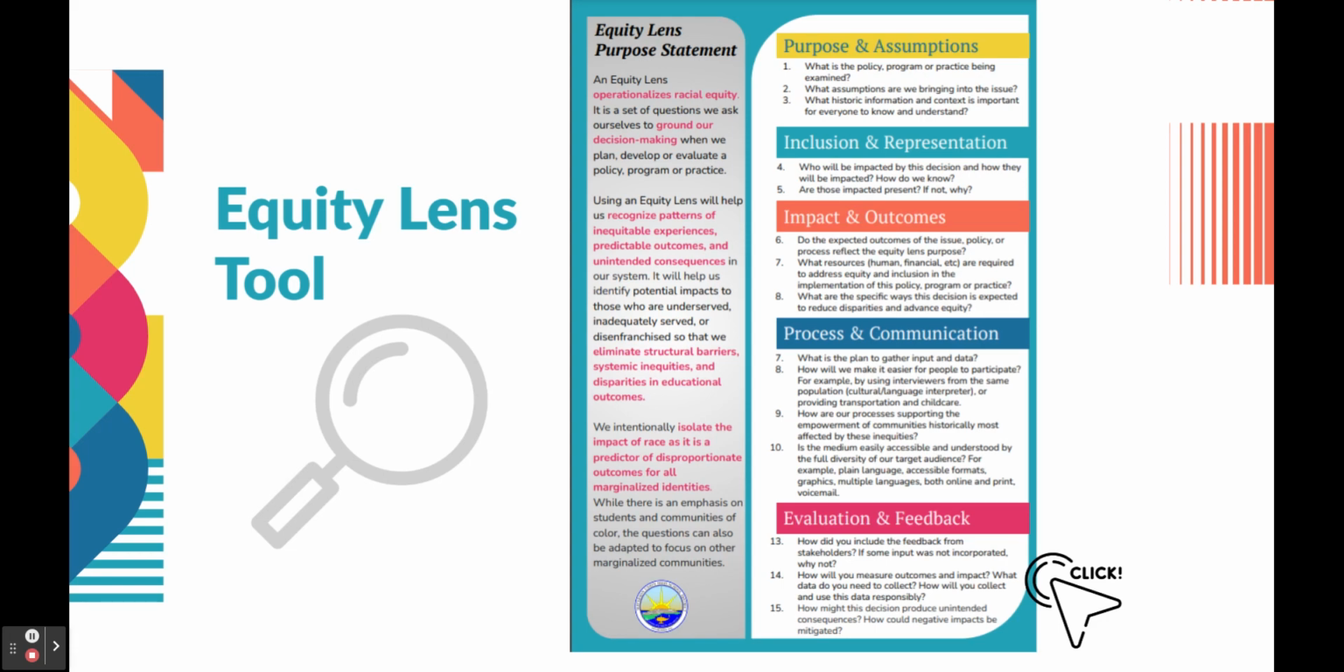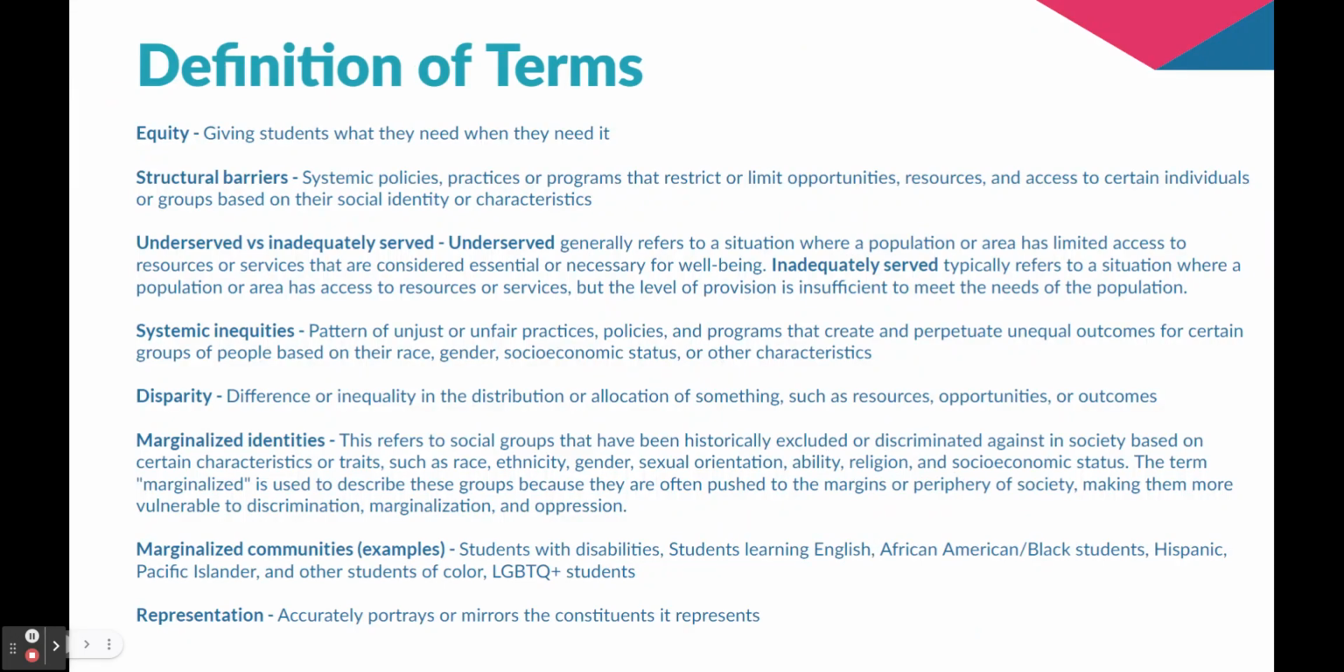Number 1, purpose and assumptions. Number 2, inclusion and representation. Number 3, impact and outcomes. Number 4, process and communication. And number 5, evaluation and feedback. I will not read over these terms, but we have included them in the presentation so that you can reference these definitions when reviewing the Equity Lens tool.